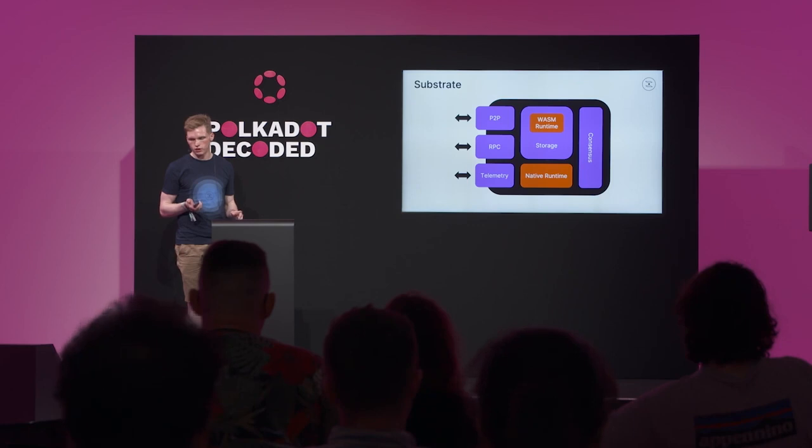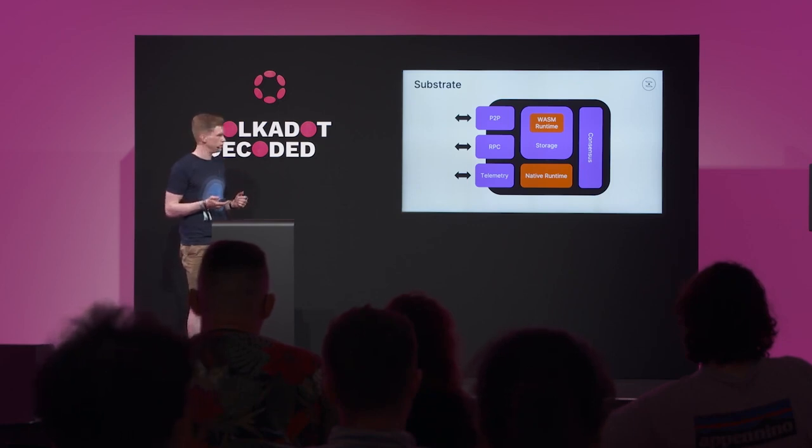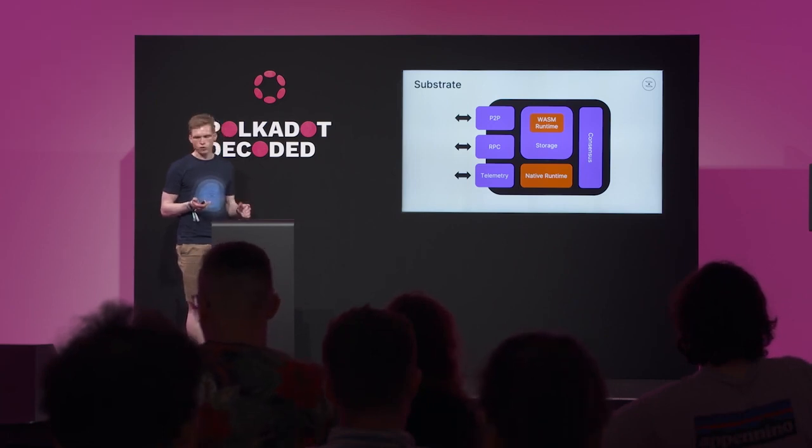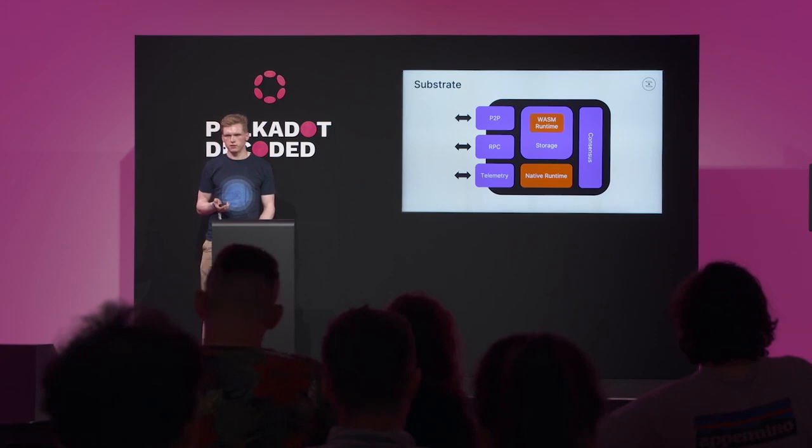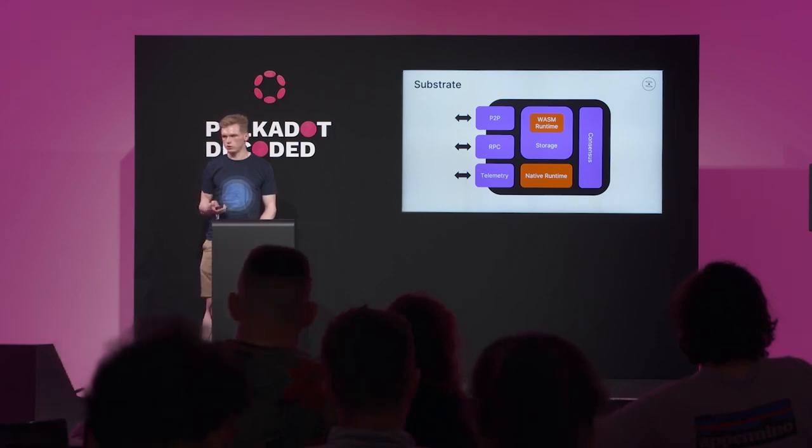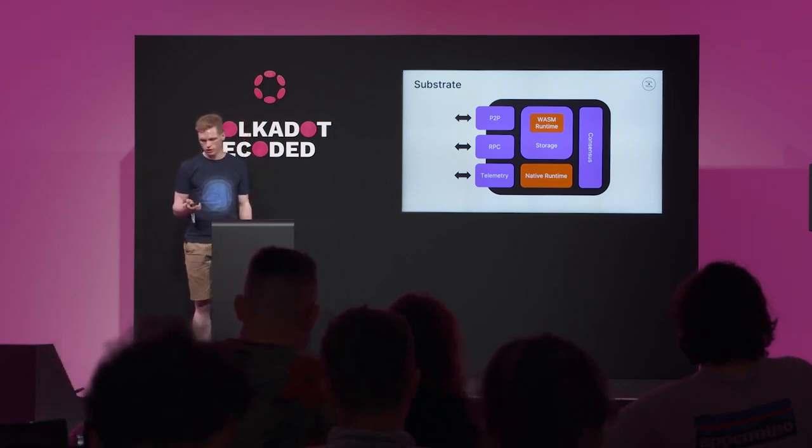So in this, I've actually separated. We have two runtimes. We have the native runtime, so that's the thing that's built onto the native platform. And we have the WASM runtime. This is the thing that's stored on-chain and enables us to do cool stuff like forkless upgrades.